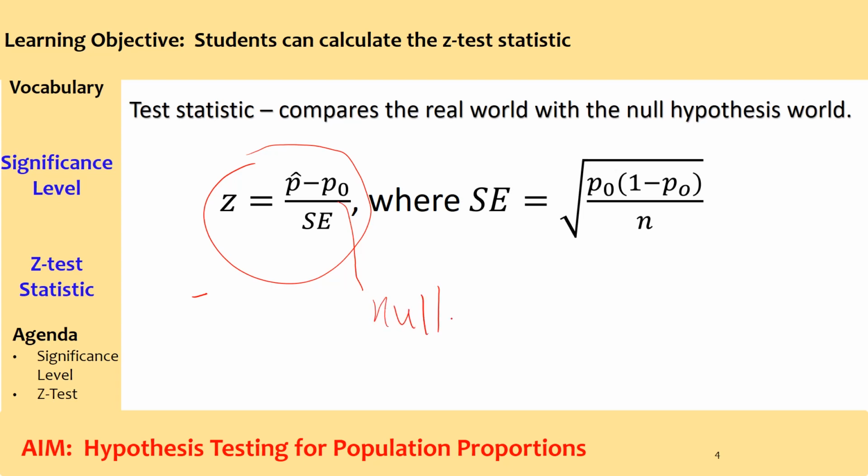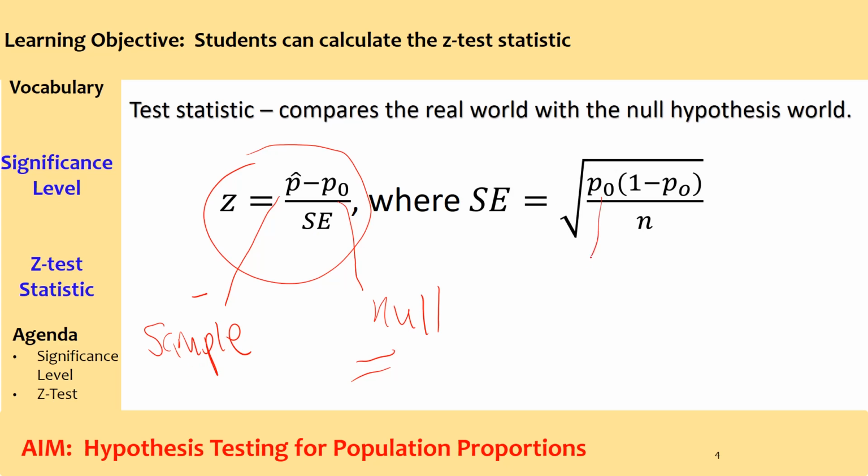Because remember when we talked about the null hypothesis, it's the one where you are allowed to say equal. It's the one that has a value that you can test for. With the alternative hypothesis, we don't use equal. And so this right here, this p hat, is the proportion for our sample.